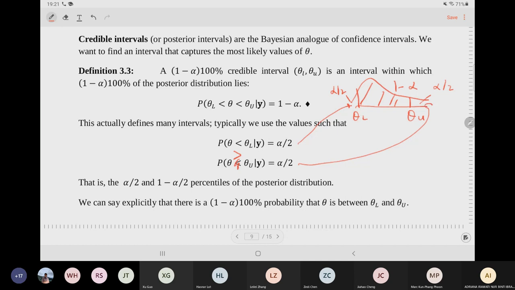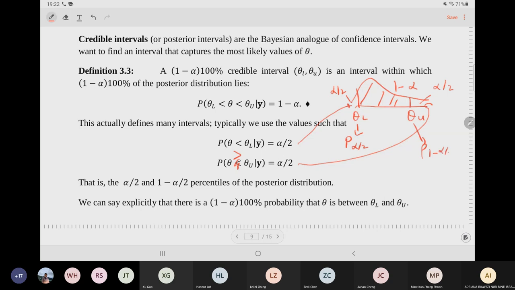Okay, so this is one of the ways, and the usual way that we define our credible interval. And how do we find our credible interval? We can use the percentile. This theta L would be the alpha over 2 percentile, so P alpha over 2. And then this would be the percentile of 1 minus alpha over 2.